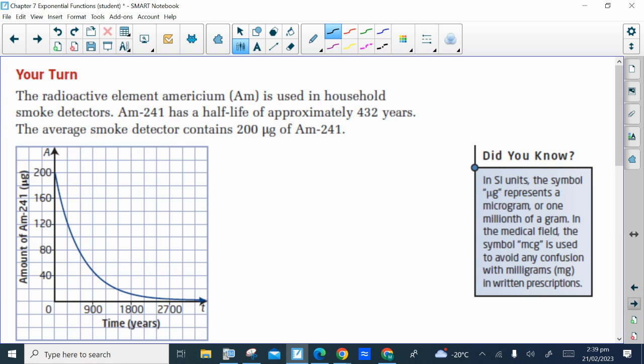So this next example is talking about a radioactive element that's used in household smoke detectors, and its half-life is approximately 432 years. So that means that it takes 432 years for whatever amount is in that smoke detector to begin with to decay to half of what it originally was. Once we get the word half-life in there, that also tells us that the base is 1/2.